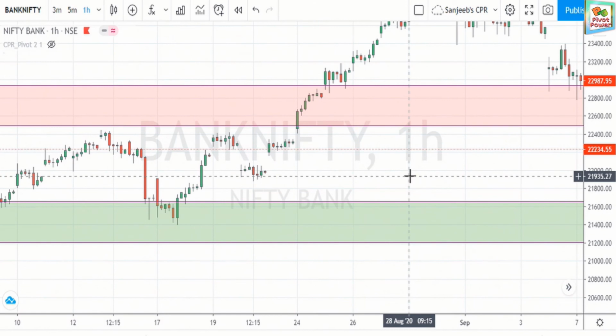I think you now better understand how to plot the demand and supply zone, and you have some understanding about demand and supply zones.